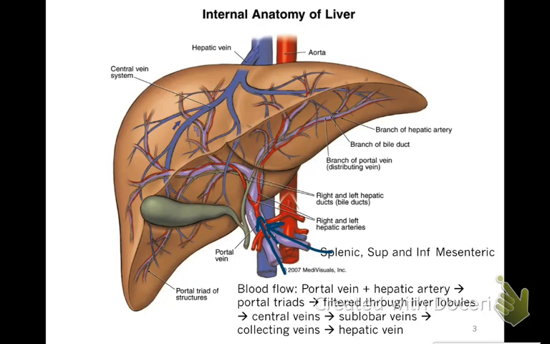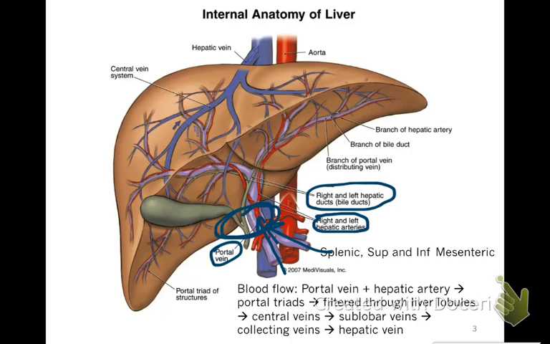In addition to the portal vein, here's the portal vein, and then in addition we're going to have the right and left hepatic arteries. Those are from the heart, so those are fully oxygenated. And then going in the opposite direction is the right and left hepatic bile ducts. Together, these three structures, the bile ducts, the hepatic arteries, and the portal veins, create what is called the portal triad. And that starts right here, but it continues throughout the liver.